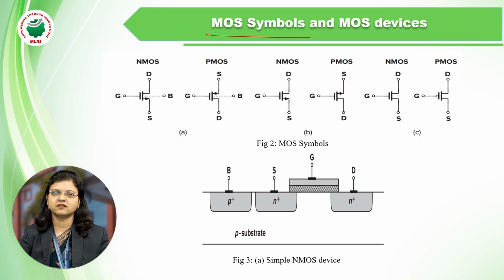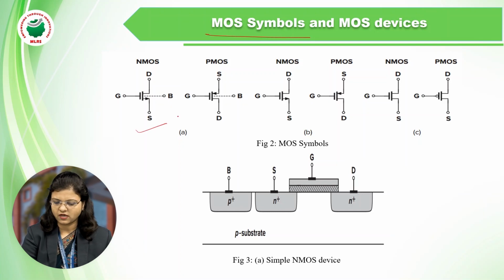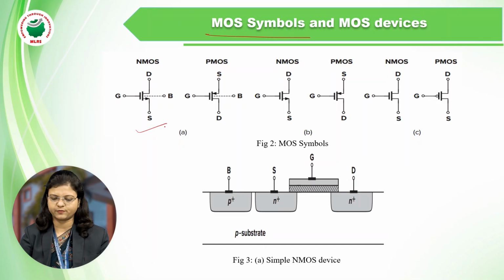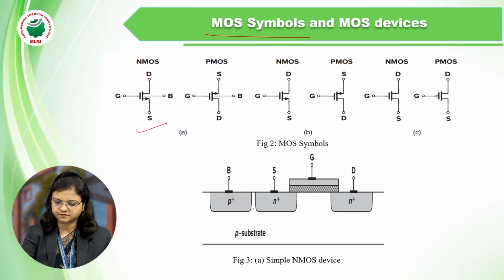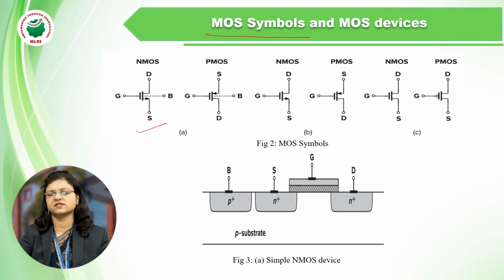For MOSFET, there are two types, NMOS and PMOS, and these are the symbols for both. MOS is generally considered a 3-terminal device, but we have to consider the fourth terminal also. That fourth terminal is the body terminal, which is also called the bulk terminal or the substrate terminal.